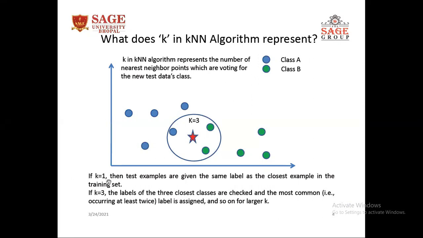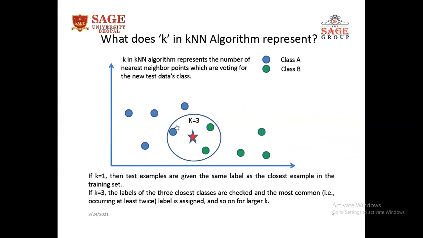If I am taking the value of k as 1, then the test example is given the same label as the closest example in the training data set. Suppose this data point is at minimum distance from the test data point. So it belongs to class A. But now I have set the value of k equal to 3. Then the labels of the three closest points are checked and the most common, that is occurring at least twice, that label is assigned to the test data point.